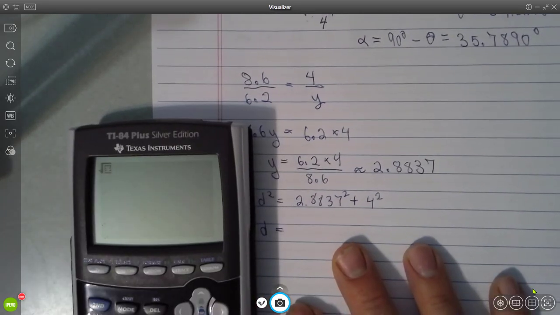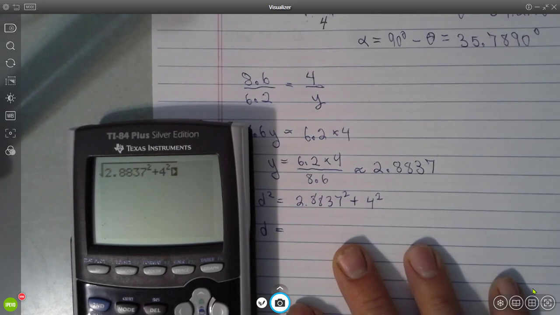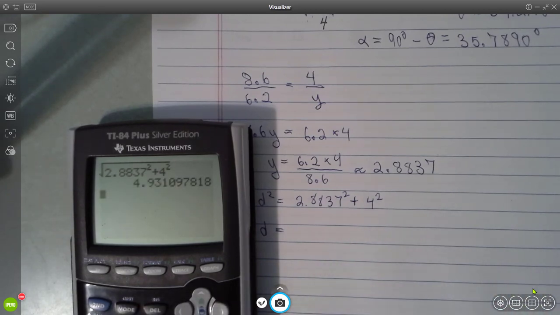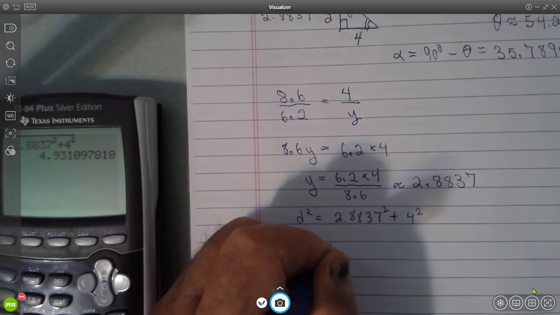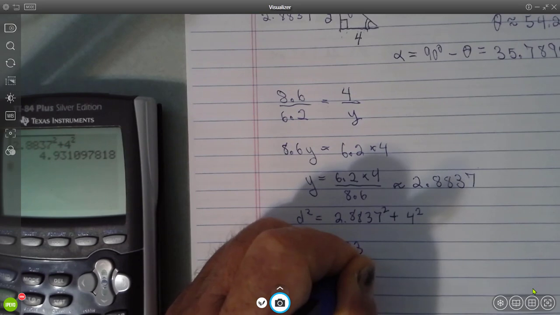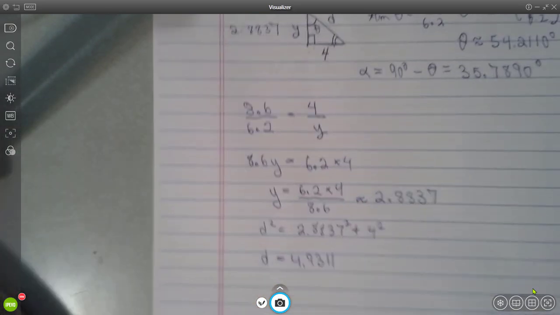So you have the square root of 2.8837 squared plus 4 squared. There we go. And we get 4.9311. And that's our length D.